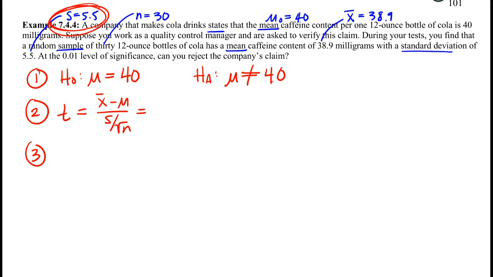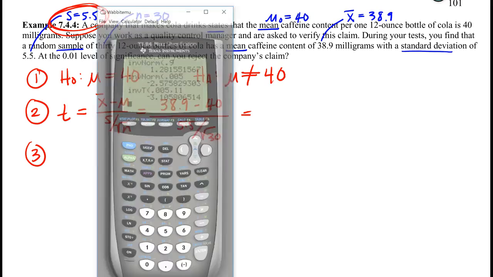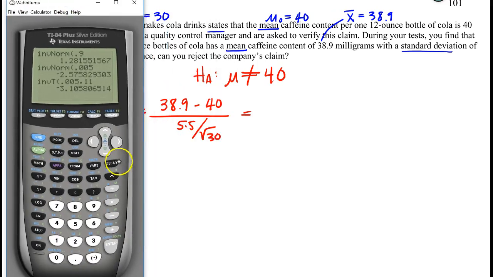It's essentially the exact same calculation we did in 7.4.2. And we will type in everything: 38.9 minus 40 all over 5.5 divided by the square root of 30. Now, if you're somebody that has the calculator and likes the calculator shortcuts, you're just doing t-test, entering all your values into t-test, and you're going to finish this in no time. You could just fast forward the video. Almost forgot my own advice. Fast forward the video to like step 4.